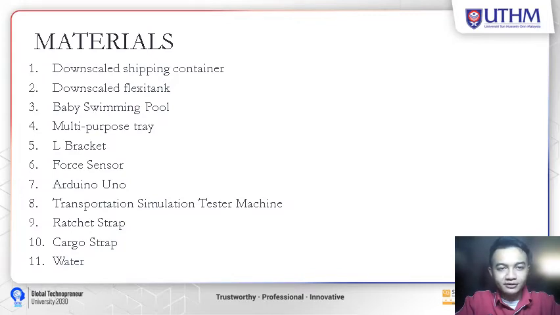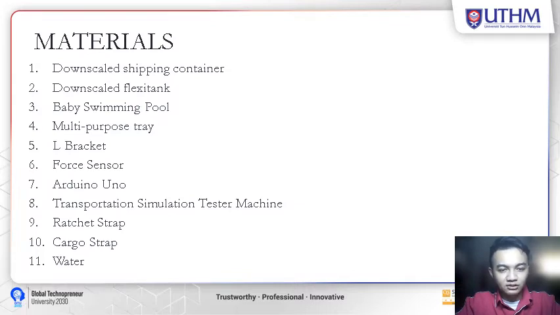For the materials required, downscale shipping container and downscale FLEXITANK will be provided by MYF Sdn Bhd. Baby swimming pool, multi-purpose tray, and L bracket will be the safety measure materials in case of any leakage that might damage the simulator machine. Force sensor and Arduino Uno will be the materials to measure the force caused by liquid sloshing.